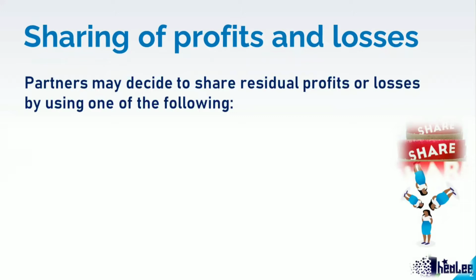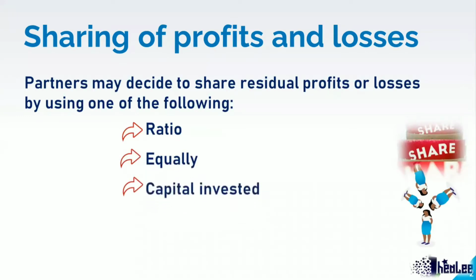Now, in sharing profits and losses, partners may decide to share residual profits or losses by using one of the following. The first one there is by way of ratio. The other is equally. Following that, by the capital invested by each partner, basically the capital contributed by each partner. Following that is by using percentages, and the final one is by way of fraction.